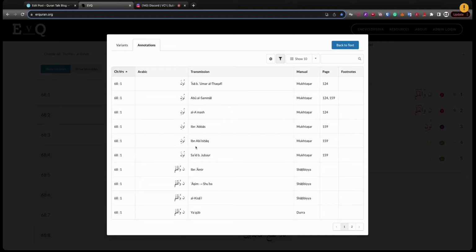If you look, Ibn Abbas is very prominent, considered the most knowledgeable of the Quran. Ibn Abi Ishaq, another early, well-respected person, Sa'id bin Jubair. So these aren't just nobodies. Now he has this source: Mukhtasar, page 159.